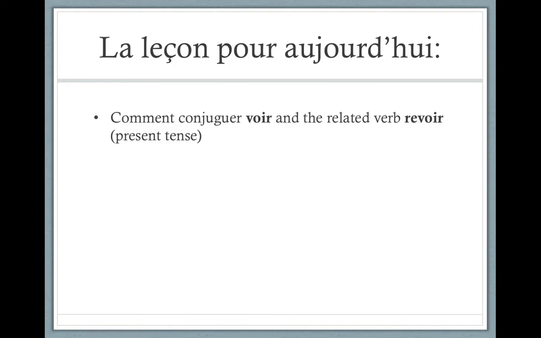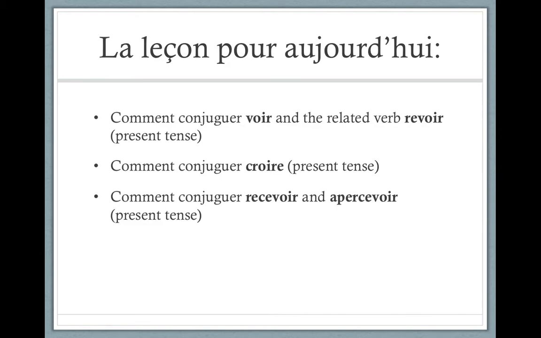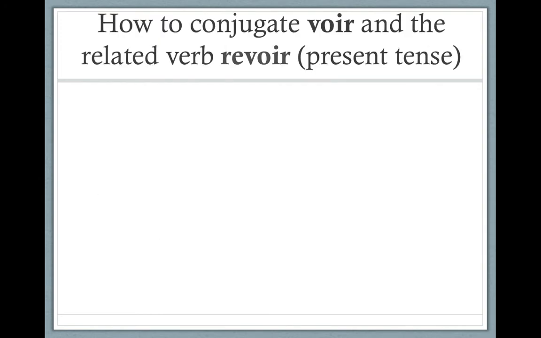La leçon pour aujourd'hui. Nous allons étudier comment conjuguer voir et le verbe relater revoir dans le temps présent, comment conjuguer croire au présent, comment conjuguer recevoir et apercevoir au présent. Nous allons parler de tous les participes passés et puis tous les stems pour les conditionnels. Nous allons commencer avec comment conjuguer voir et revoir au présent.